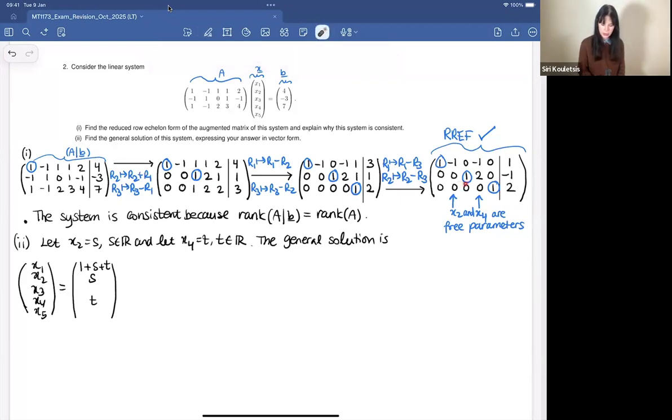Then we look at the second row here of our reduced augmented matrix. This tells us that x3 is minus 1 minus 2x4, but x4 is t. And so x3 is minus 1 minus 2t. And then looking at our third row here, this simply tells us that x5 equals 2.